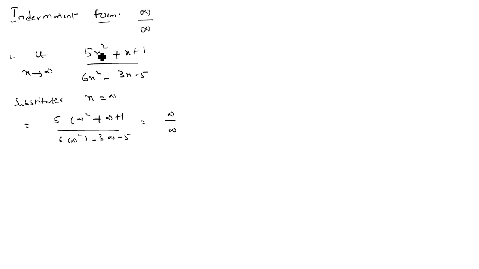So here what is the highest degree in numerator? x square. So take that x square as a common. Similarly, the highest degree in denominator is x square, take x square as a common. Here what is the condition? The condition is take the highest degree in numerator and denominator as a common.